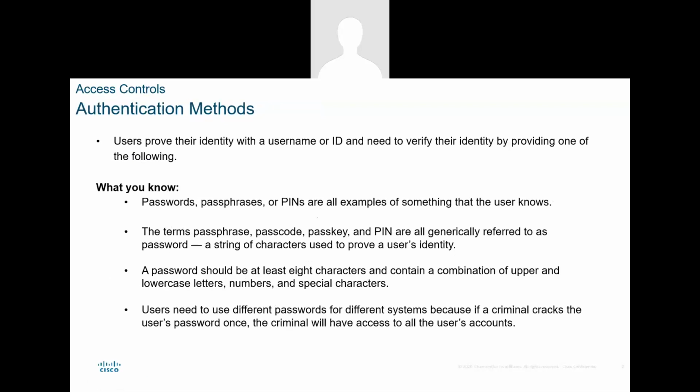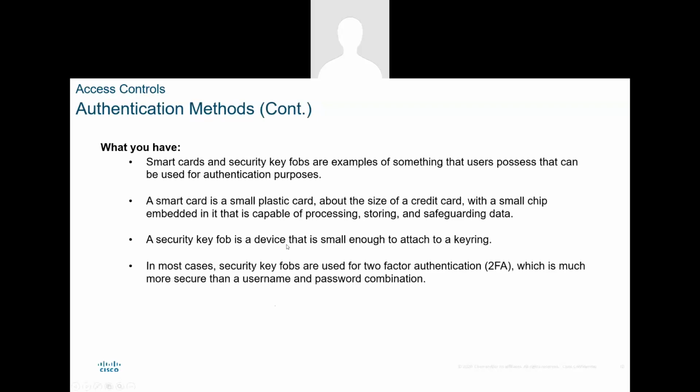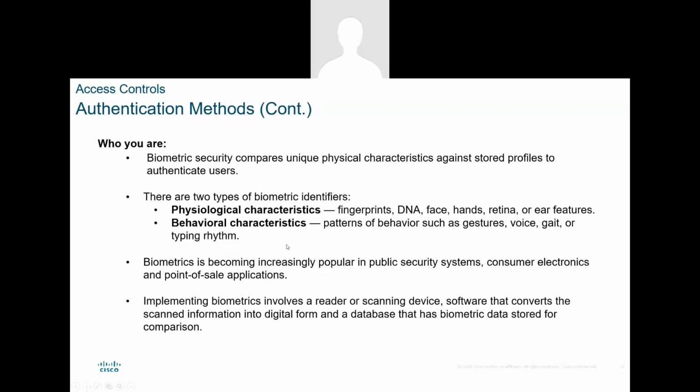Now, authentication is how the user proves their identity. There are three main authentication factors. Like I said, what you know: your password, your PIN, security questions. What you have: smart cards, security tokens, mobile applications. And biometrics is what you are: your fingerprints, your retinal scans, facial recognition.